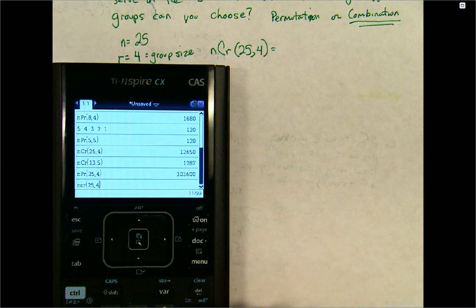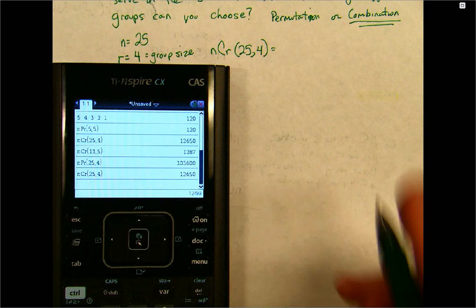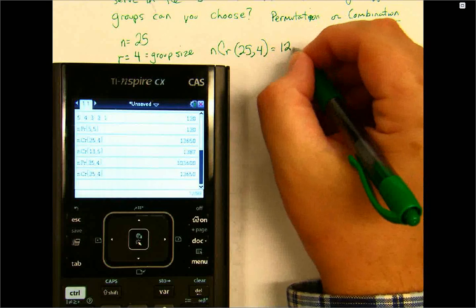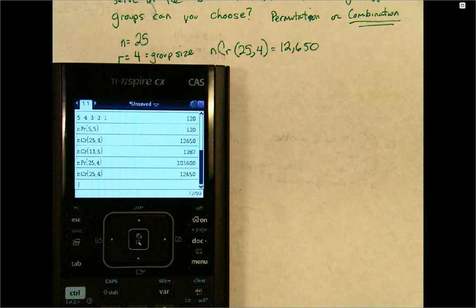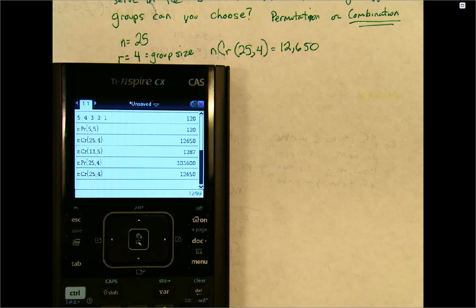So if we did it totally by random, there'd be 12,650 different combinations of 4 people that would serve in the Senate. We don't care who gets picked first, second, third, fourth. It doesn't matter as long as they're in the group.